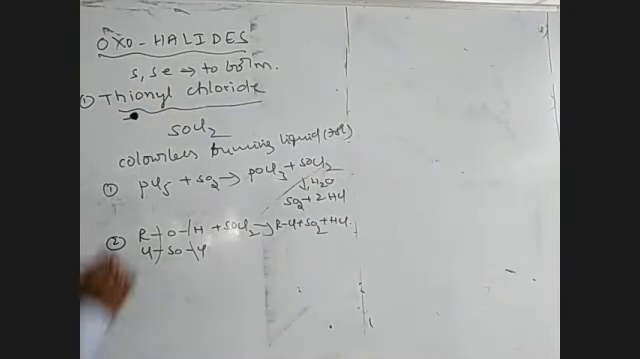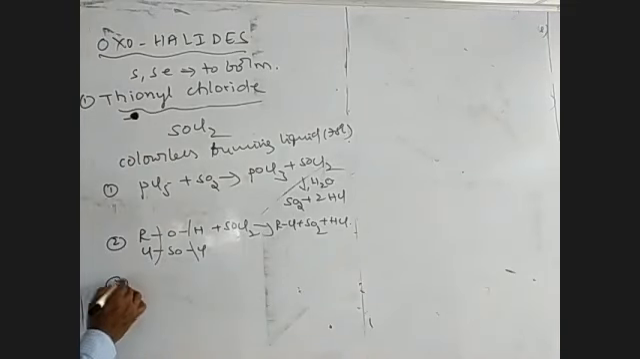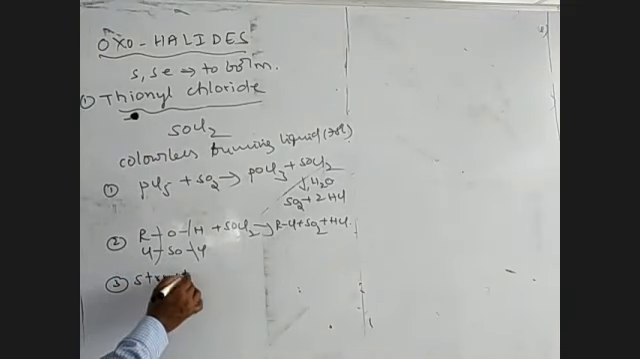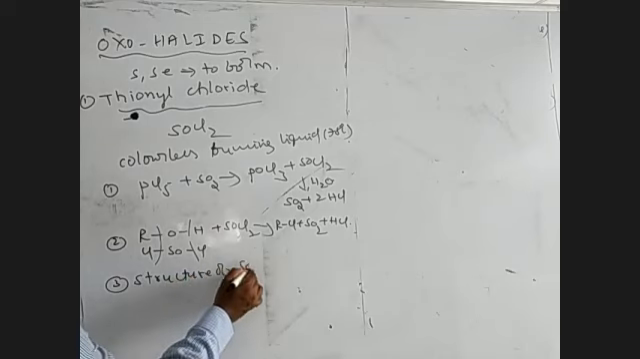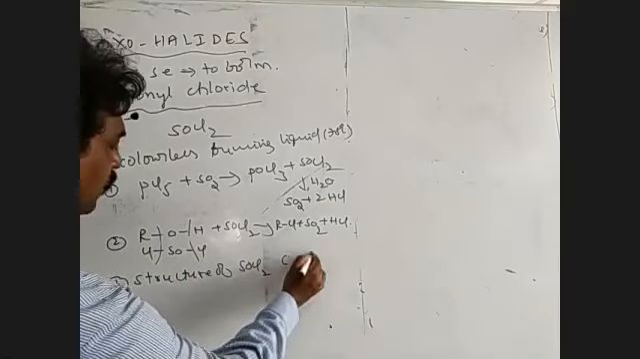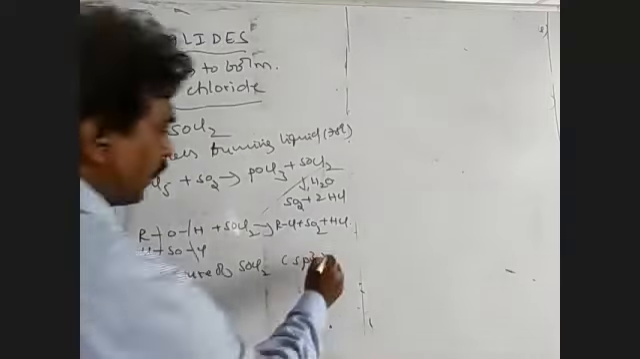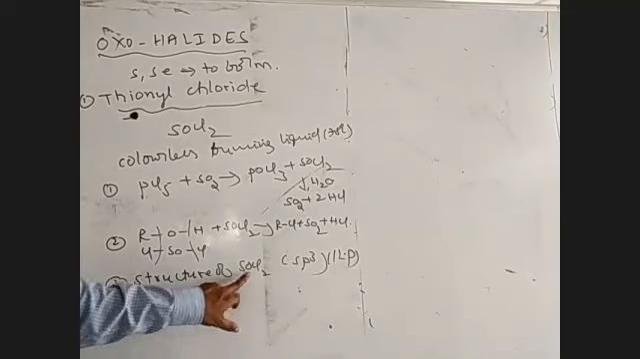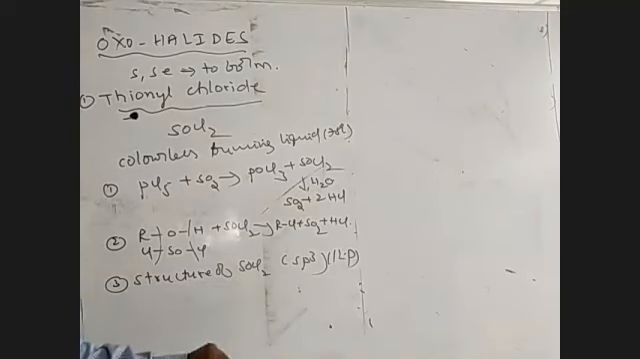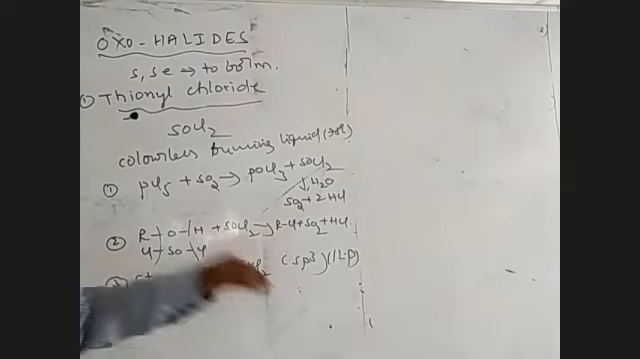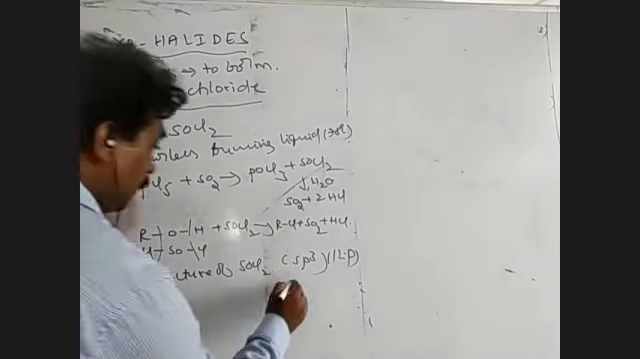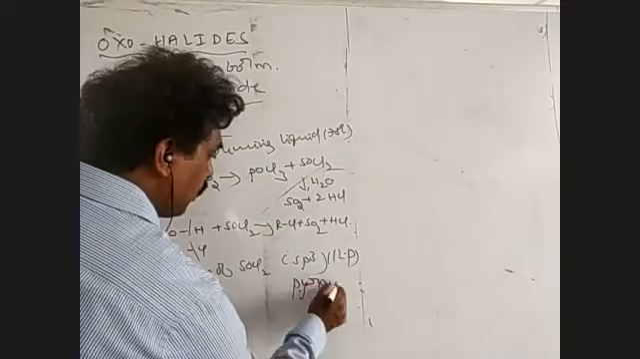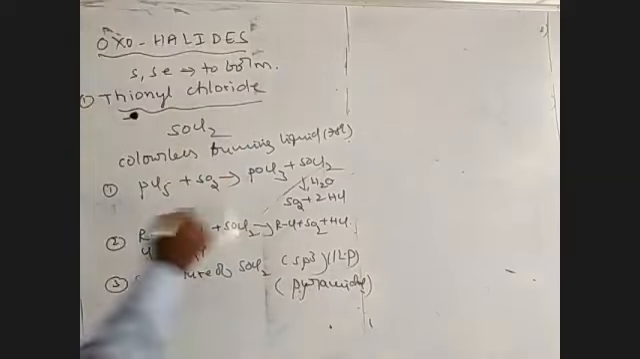Now, the structure of SOCl2. In SOCl2, sulfur undergoes sp3 hybridization and it contains one lone pair of electrons. Sulfur group number is 6. Oxygen is divalent, chlorine is monovalent. 6 plus 2, 8. 8 by 2 means 4. 4 means sulfur undergoes sp3 hybridization and it contains one lone pair. So sp3 and one lone pair, the shape of the molecule is taken as pyramidal.